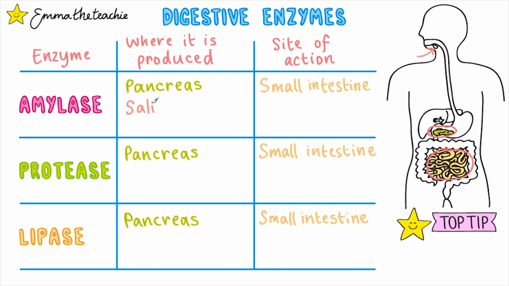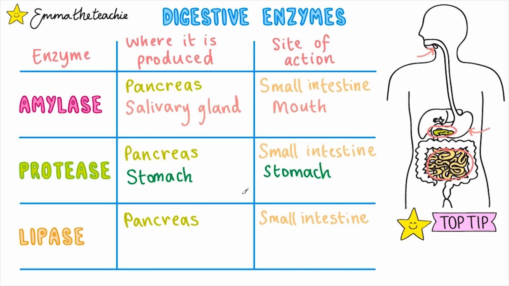Amylase, for example, also gets produced in the salivary glands. It's then no surprise that the site of action is the mouth, as that's where the salivary glands are located. Protease, on the other hand, is produced in the stomach, and therefore it also works in the stomach. And it's also produced in the small intestines. Lipase is also produced in the small intestines.